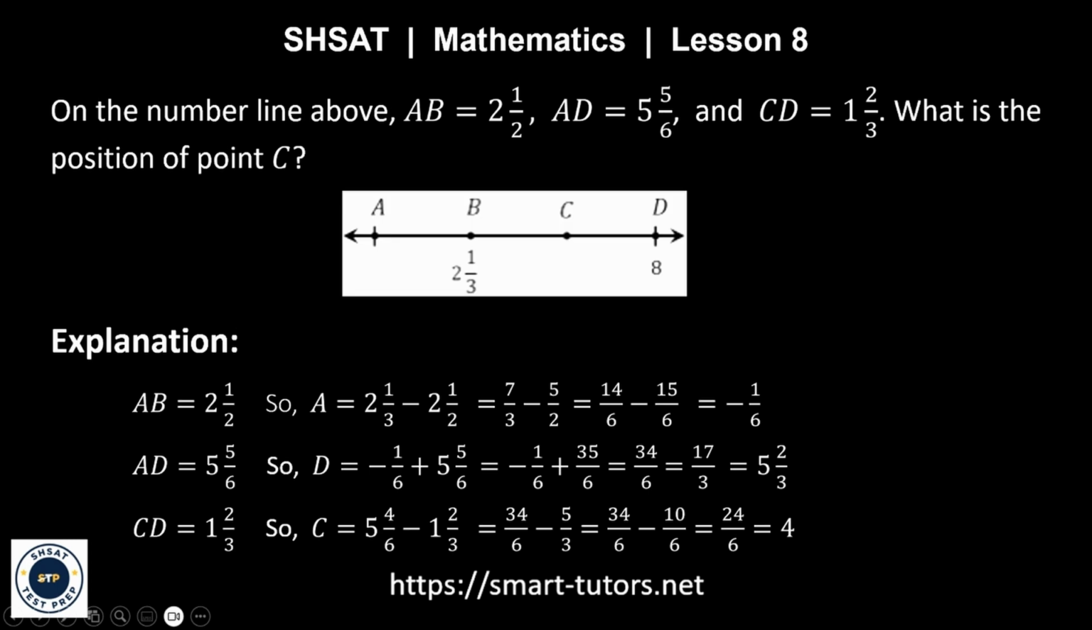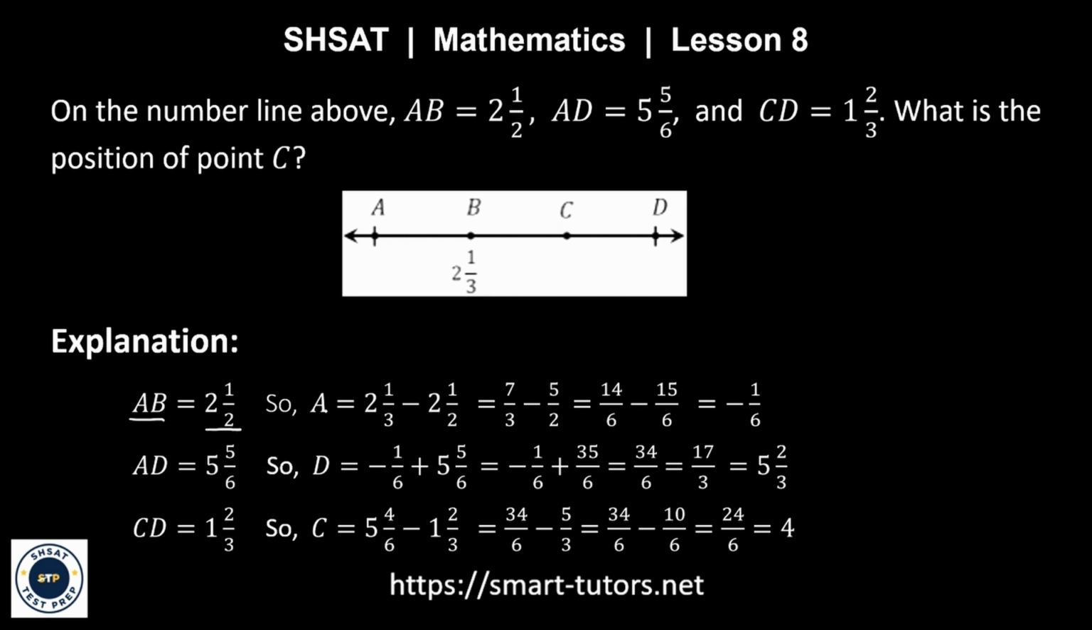On the number line above, AB is equal to 2 and 1/2, AD is 5 and 5 over 6, CD is 1 and 2 over 3. What is the position of C? So we have this information. We have AB is equal to 2 and 1/2.